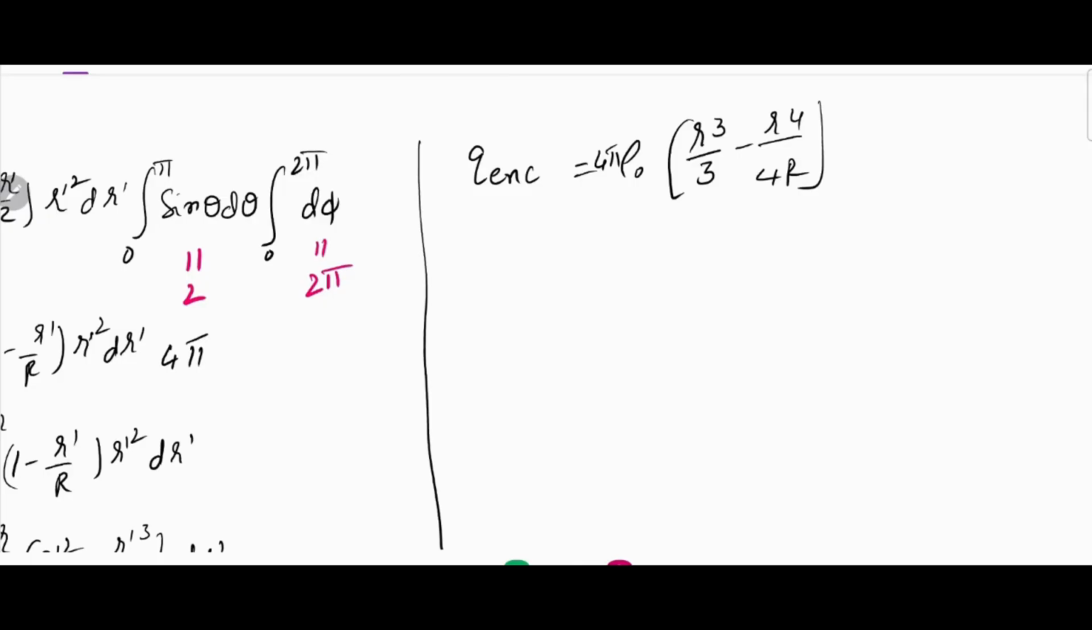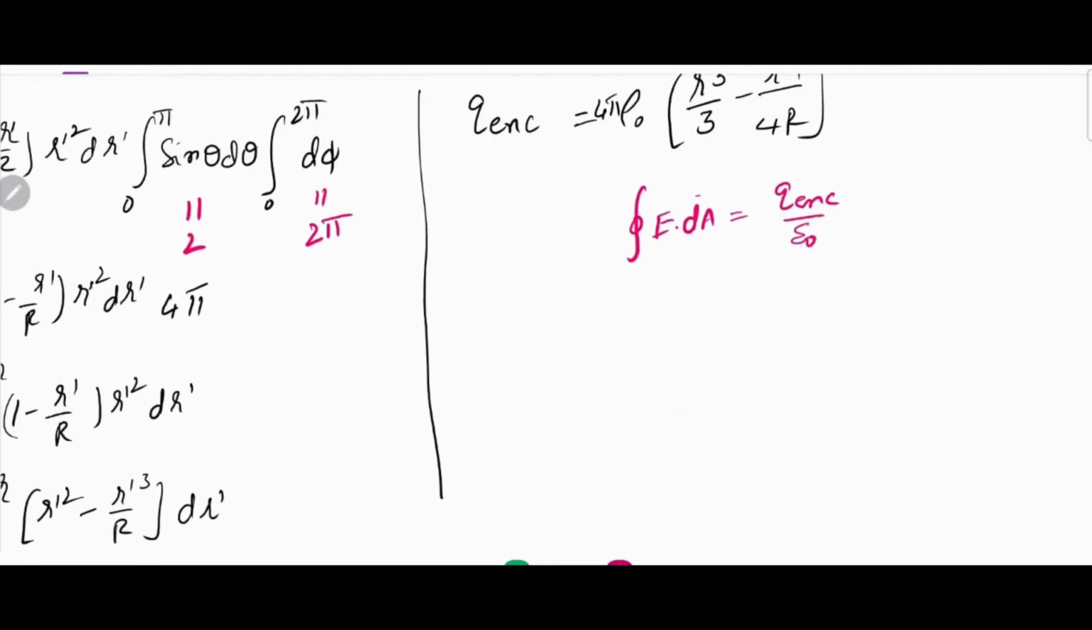So now we plug this value of charge enclosed into the Gauss law equation. So what is that Gauss law equation? Integral E dot dA is equal to Q enclosed by epsilon naught. So we already found the left hand side and right hand side equations. So its value becomes E into 4 pi r square is equal to 4 pi rho naught by epsilon naught into r cube by 3 minus r power 4 by 4R.